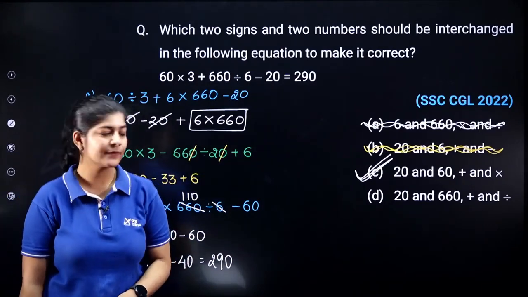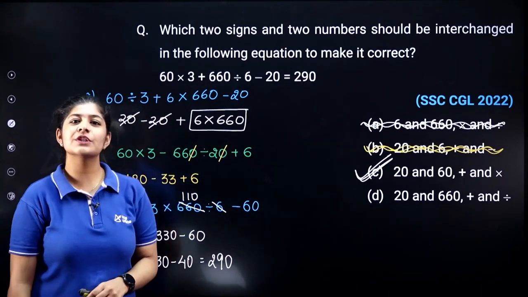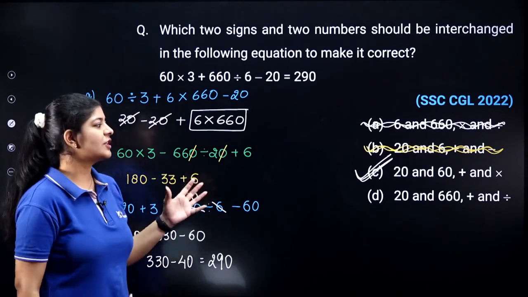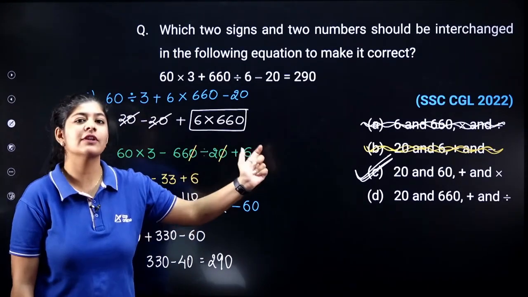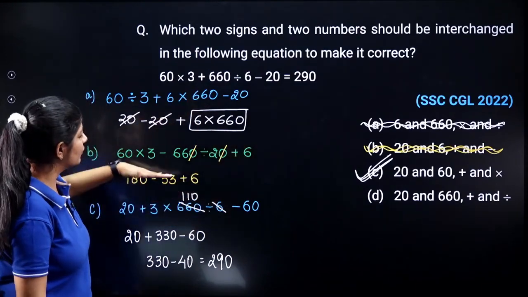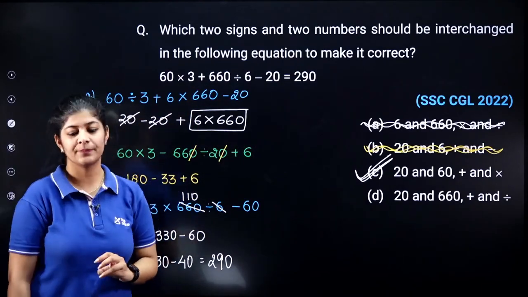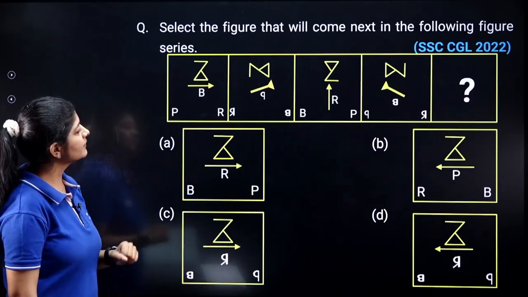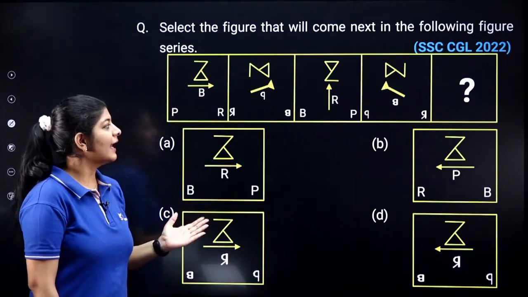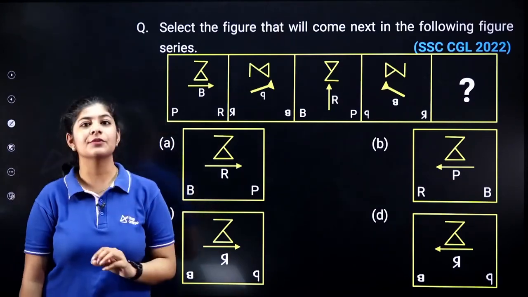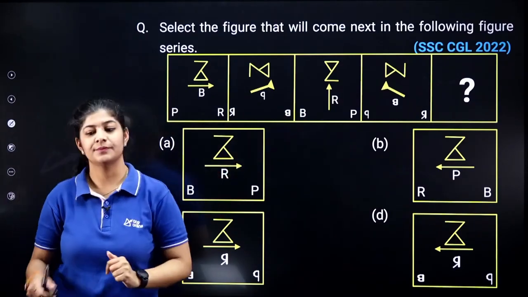Is it clear? All we need to do is we just need to interchange our options or the numbers or the signs according to the given options, and after that we just need to do the basic mathematical calculation. Next one. This is a very simple question. I am expecting that all of you can easily determine that missing image.